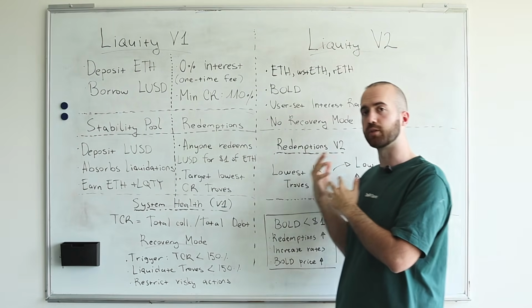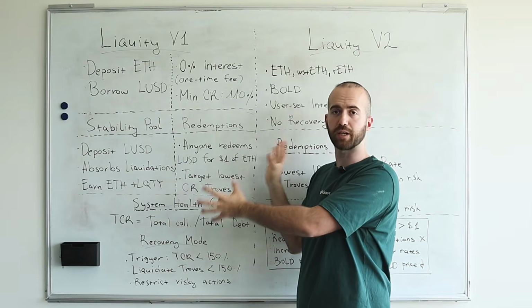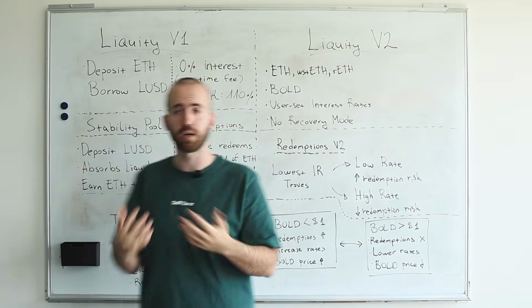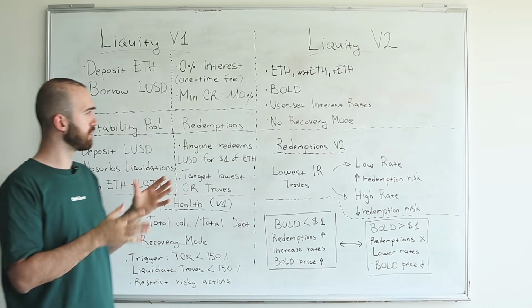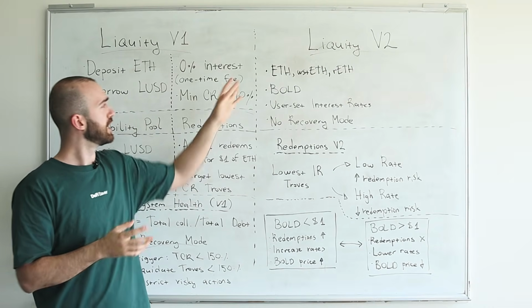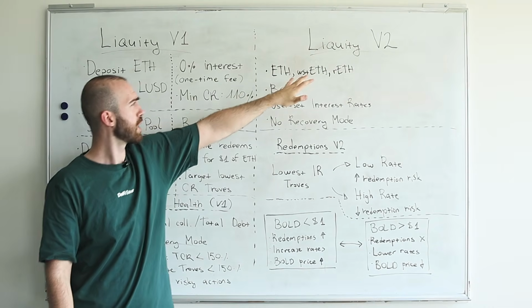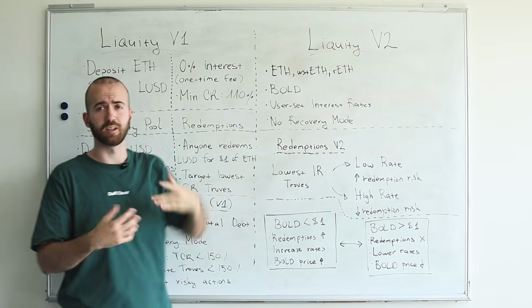I'm going to go ahead now and focus on Liquity V2. Just keep in mind all the mechanisms that we outlined here, because there's a lot of parallels, of course, on V2. So let's go over the main differences from the get-go. So first, it doesn't just take ETH, it also takes wrapped staked ETH and RETH as collateral.